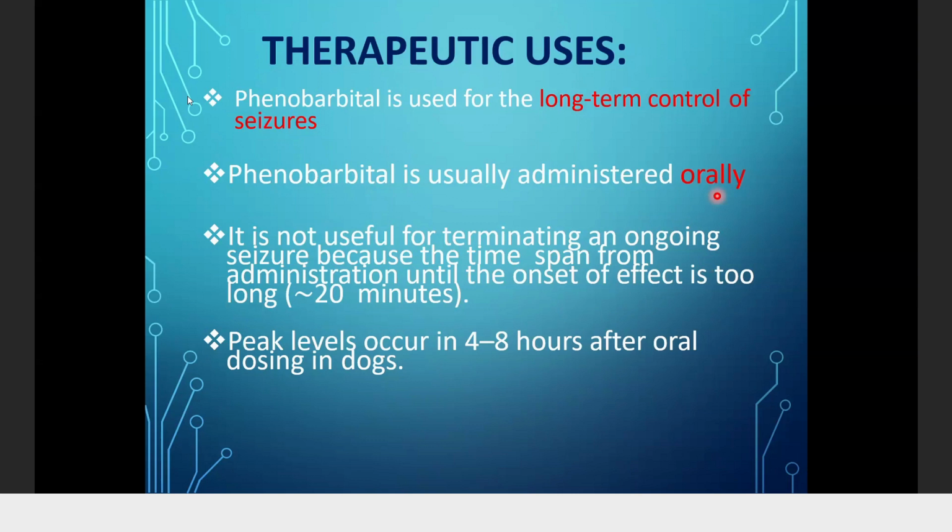Firstly, it's in oral form. You don't want to choke the animal. You don't want to put it in the mouth, and then it can just go into the larynx and into the lungs. And secondly, the effect is only after 20 minutes. So it's not ideal. It's not the drug for ongoing seizures. And then the peak levels occur 4 to 8 hours after oral dosing in dogs.